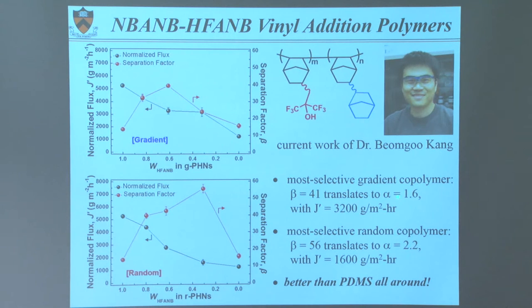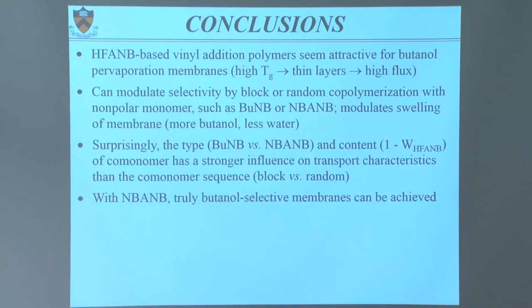If you take these numbers, you can translate them to alphas of 1.6 or 2.2. So these membranes are now truly butanol selective, and we've got fluxes that are comparable to or better than the commercial PDMS membrane. Either of these is better than PDMS all around, and we're excited about the potential for these. Like I said, this is still a pretty new project, so there's a lot yet to explore.